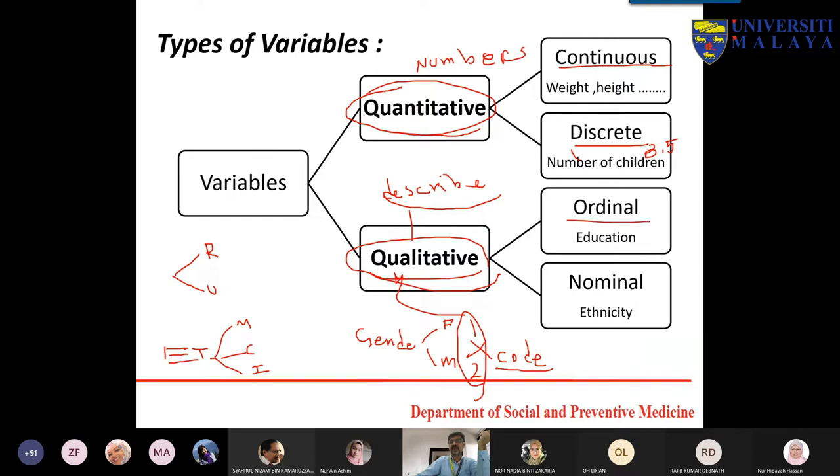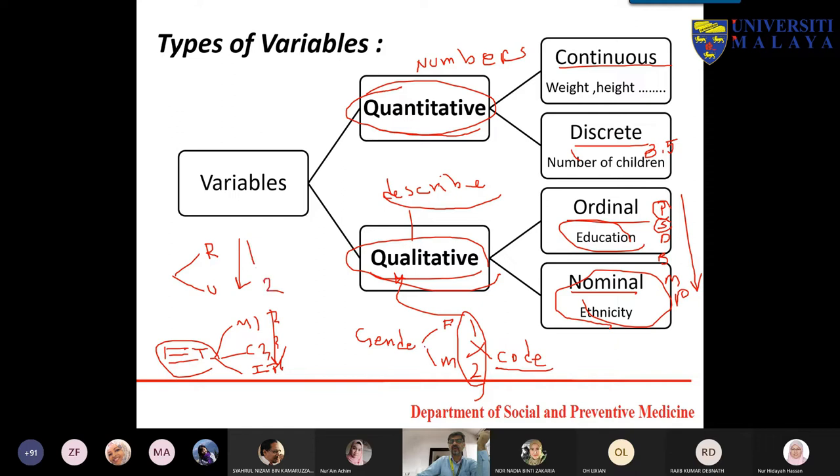Qualitative data can be classified under ordinal data and nominal data. Ordinal are those variables where among the levels of your variable there is an order, like education. Education, you say, for example, primary school, secondary, diploma, bachelor, master, PhD. So there is an order. Of course, we use the terms, the words, to explain the level of this variable, but there is an order. But for the nominal data, there is no order. For example, ethnicity. No matter Malay 1, 2, 3, or 2, 3, 1, there is no order.